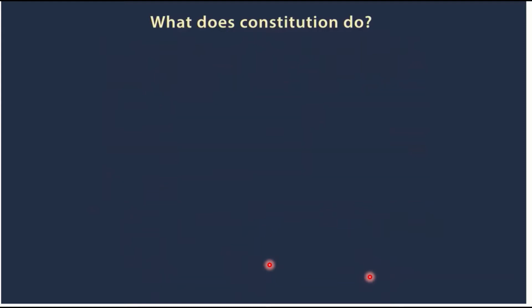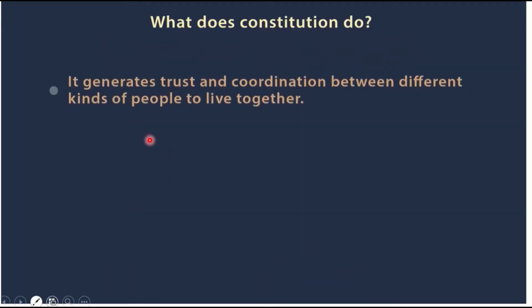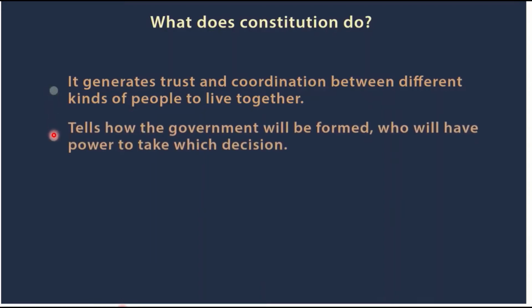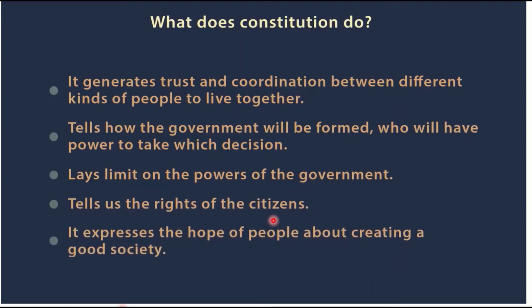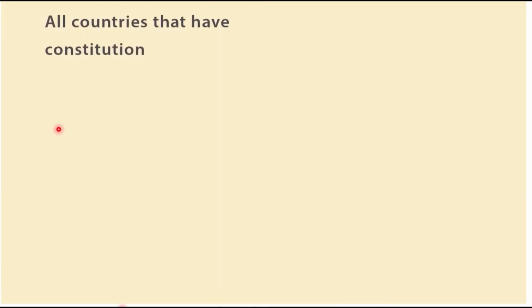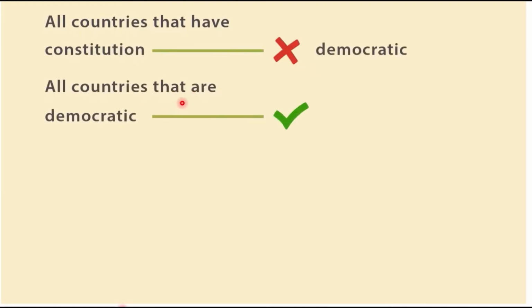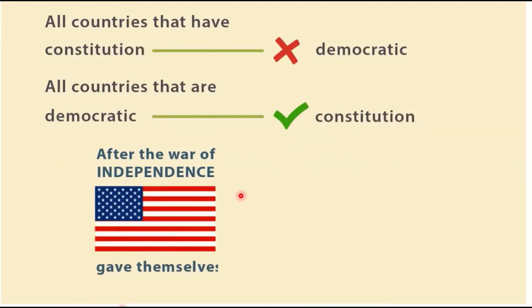A constitution does many things. It generates trust and coordination between different kinds of people, tells us how the government will be formed, who will have the power to take decisions, lays limitations on the powers of the government, tells us the rights of the citizens, and expresses the hope of the people about creating a good society. All countries have a constitution, but it is not necessary that they are democratic, but all the countries which are democratic will have a constitution.